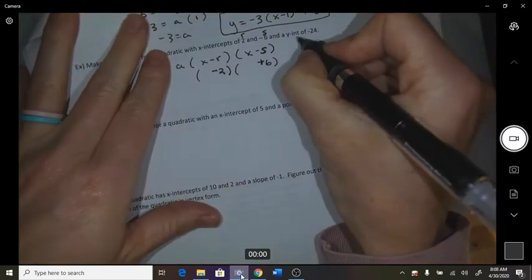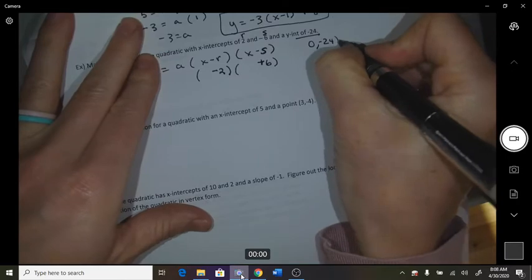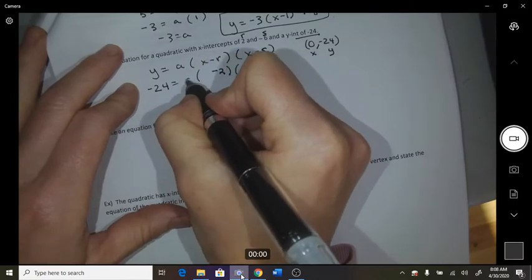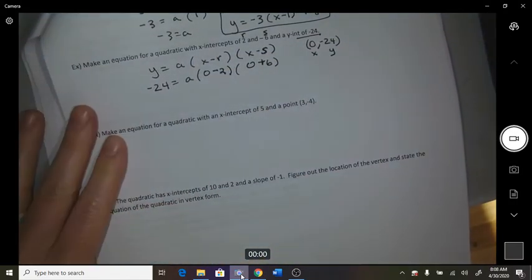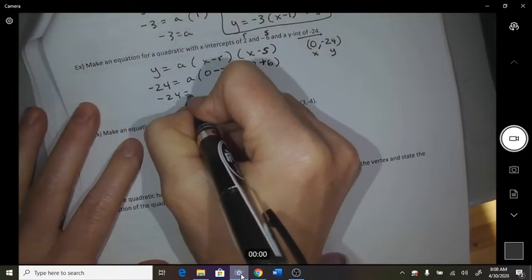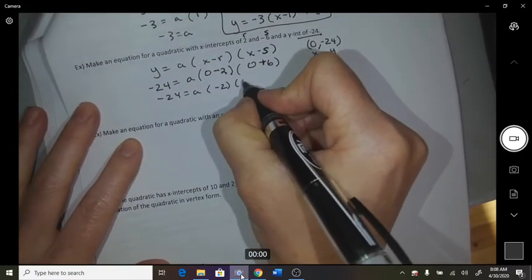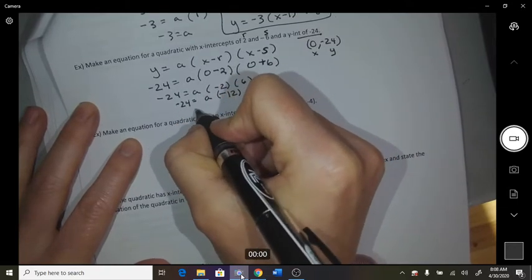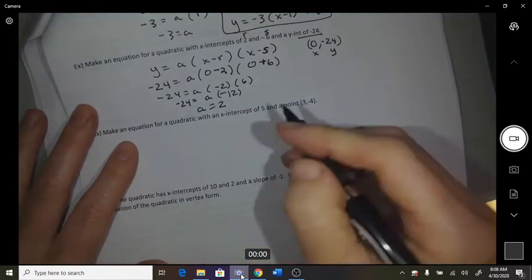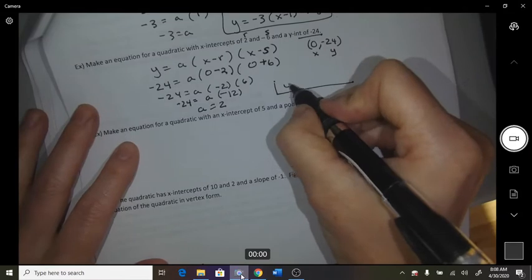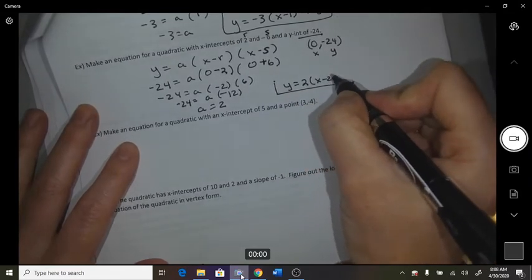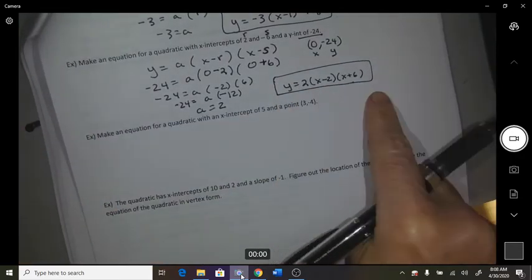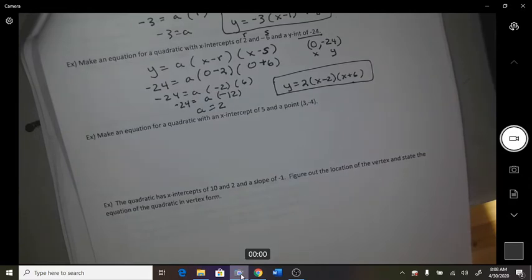And then a y-intercept gives me the coordinate 0, negative 24, so that's my x and that's my y. So negative 24 equals a times negative 2 times 6, so that's negative 12. Therefore, a equals 2. So my final equation would be y equals 2, x minus 2, x plus 6. So again, all the information except for the x, y spots have to be open.